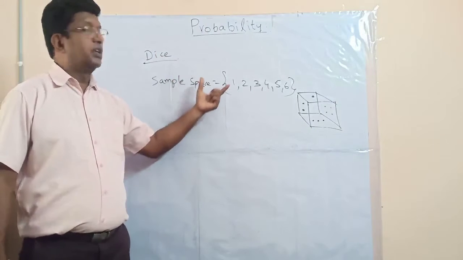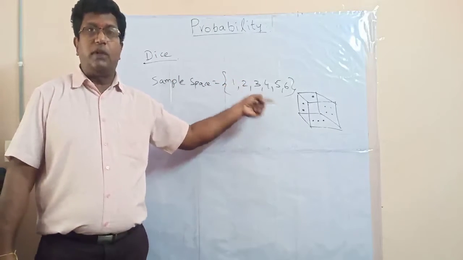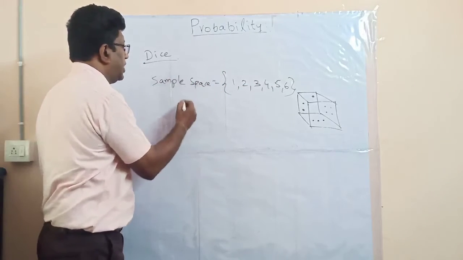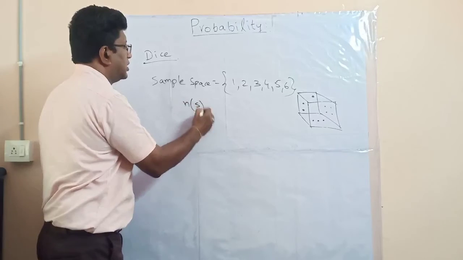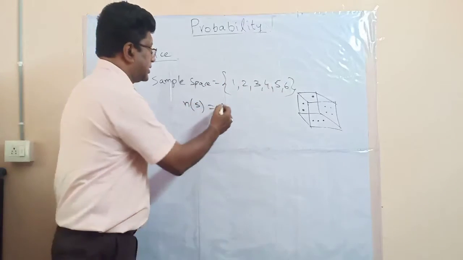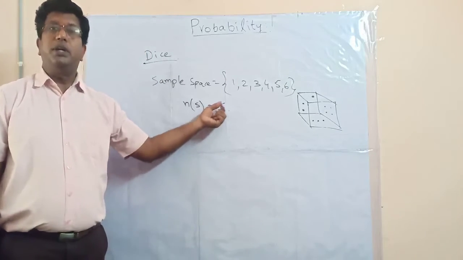So in this, what is the probability of finding any event? Before going to that, what do we need to write? How many elements do we have in this sample space? 1, 2, 3, 4, 5, 6. So the number of elements, n of S, will be 6.